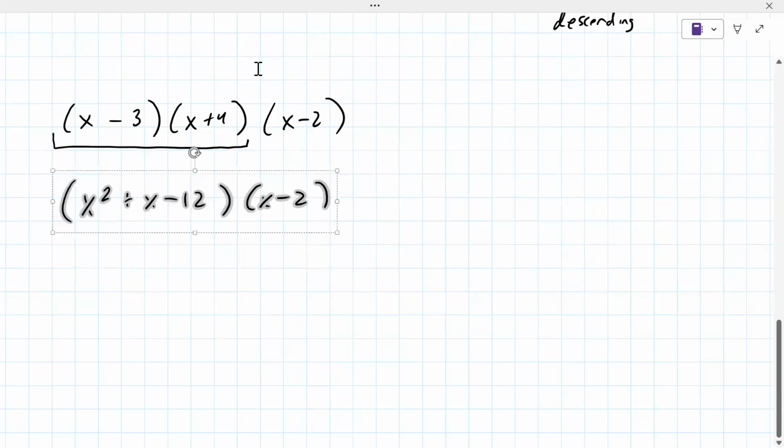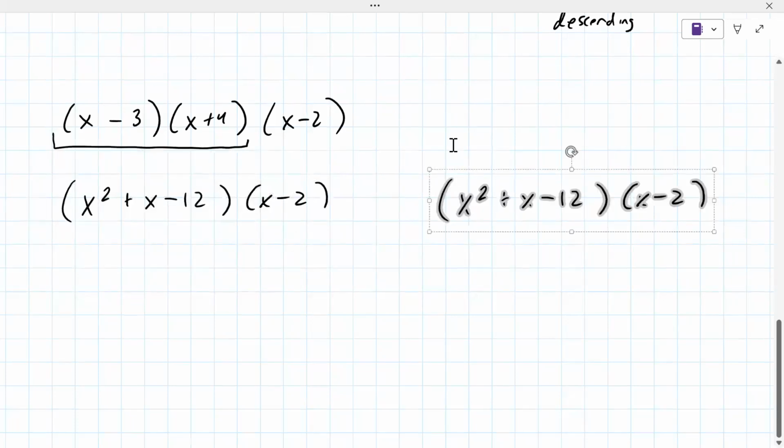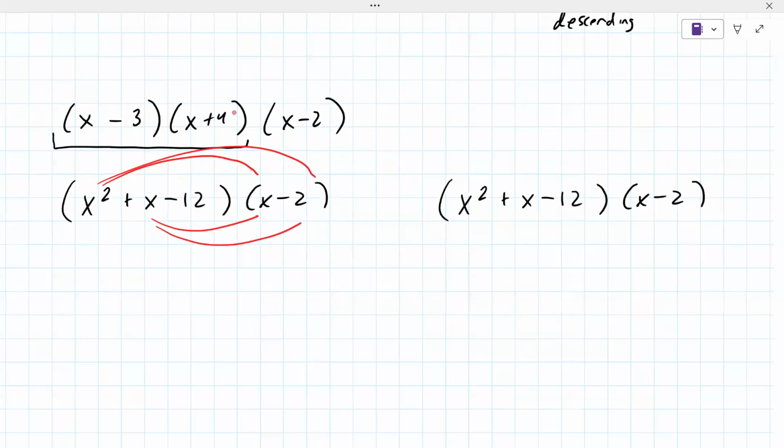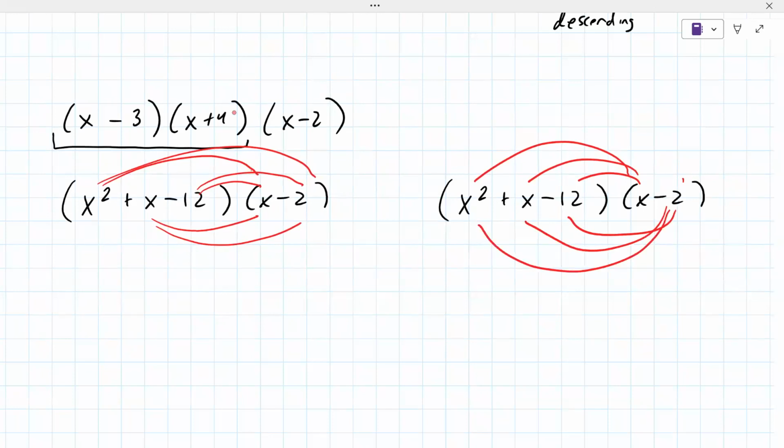If I could just get another copy. You either see it as x squared multiplies each of these, x multiplies each of these, and then minus 12 multiplies each of these. Or you see it as x multiplies each of these, and minus 2 multiplies each of these. My preference is actually the one on the right. I like taking the fewer number of terms into each of these, but there's no right or wrong.